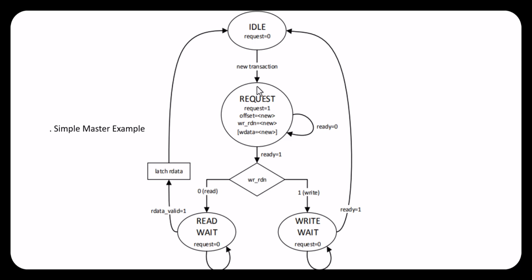We start with a new transaction, and it should start with request equal to 1. We have to place the offset, meaning the address, what kind of read or write operation, and write data if we are writing the data. If the slave is ready, the process starts, and if WR equals 0, it means we have to read the data from the slave. So these are the transactions for the read process, and these are the write transactions.